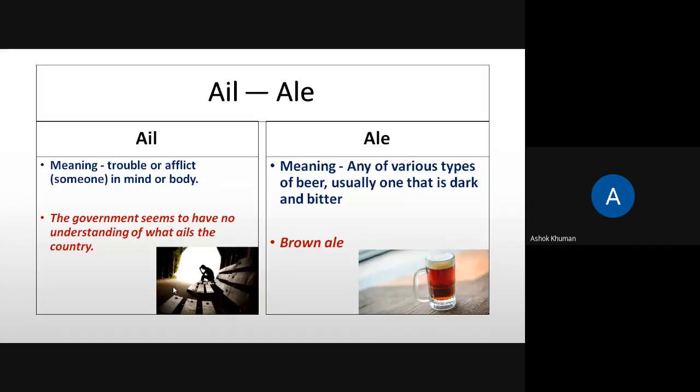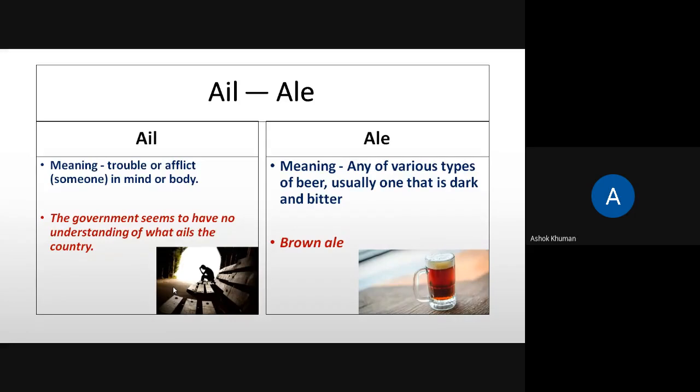You can see the picture. Something ails my mobile, you can also say. So it is also used for inanimate objects. And here on the right side you can see ALE. This is for various types of beer, usually one that is very dark and bitter. In taste it is bitter. For example, you can have brown ale, brown-colored ale. So it is used for the drink, for beer.